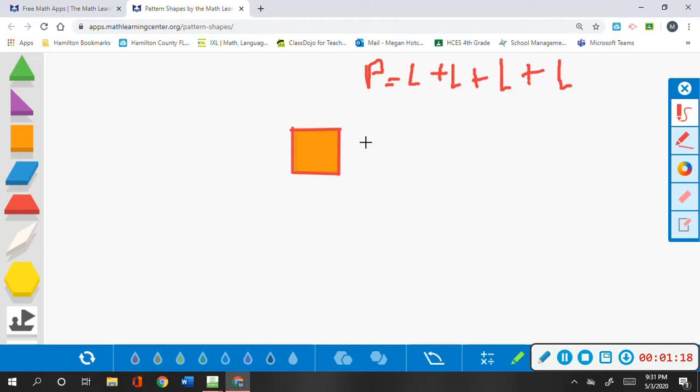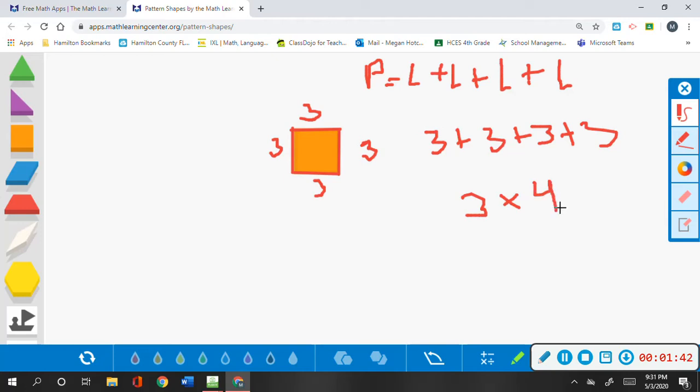however many sides you had. Like if this was, say, 3, this is a square, so my sides are congruent. So each of these sides is going to be 3. So I would do 3 plus 3 plus 3 plus 3. Now some of you might be like, well, Miss Hotchkiss, that's repeated addition, and I could show that doing 3 times 4. And that's true, but why wouldn't that work for all shapes, finding the perimeter for all shapes?